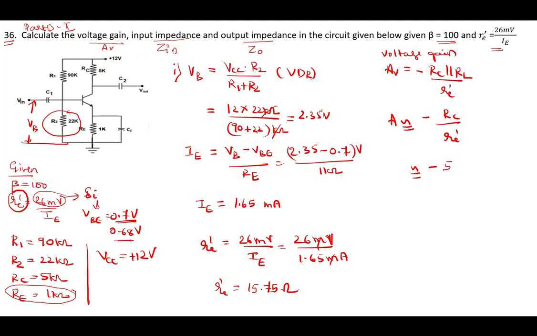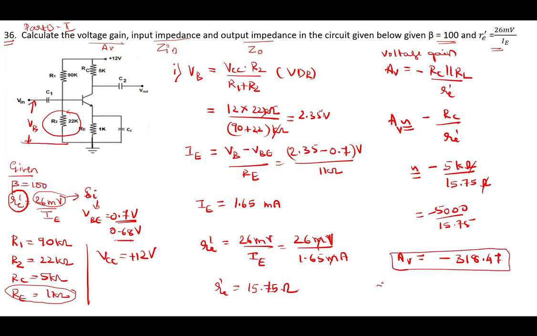Minus RC is 5 kilo ohm divided by RE dash, which is 15.75 ohm. Ohm and ohm cancel. This can be written as minus 5000 by 15.75. So AV will be equal to minus 318.47. Since it is gain, it is unitless. The negative sign indicates there is a phase shift of 180 degrees between input and output signal.